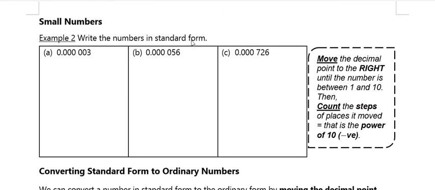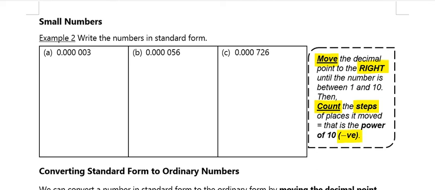When you have small numbers, you also have to move the decimal point, but it goes to the right. When you move the decimal point, you also count the steps, but the power of 10 will be negative the number of steps.